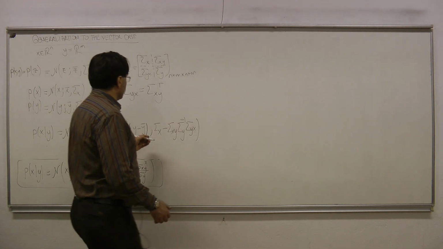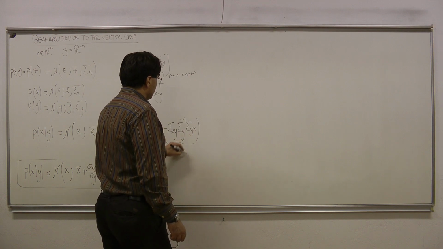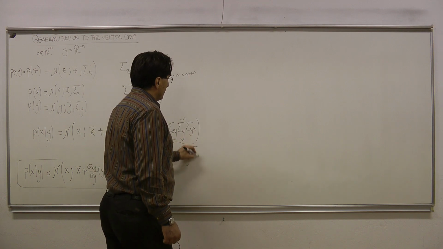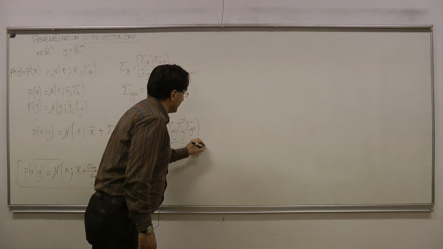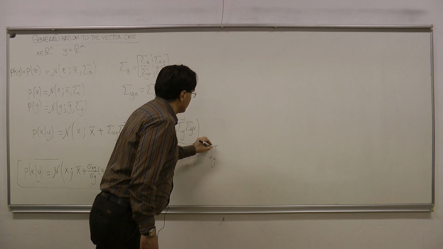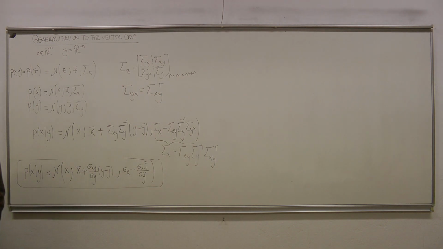So now I can write this as sigma x minus sigma xy, sigma y inverse, and sigma yx is nothing but sigma xy transpose, so I can write sigma xy transpose here. So that would give me a formula more similar to the scalar case.